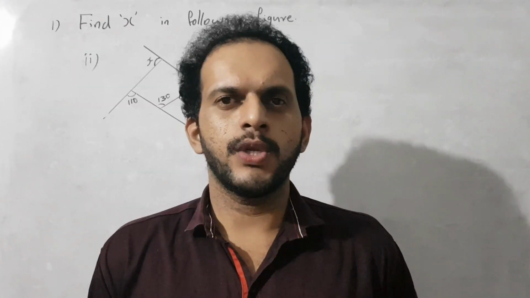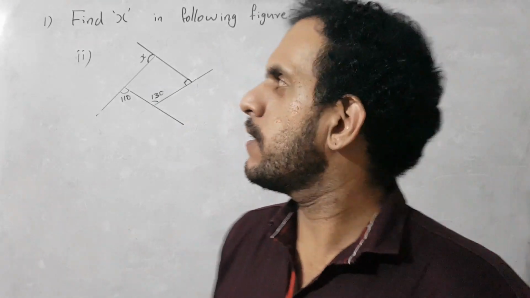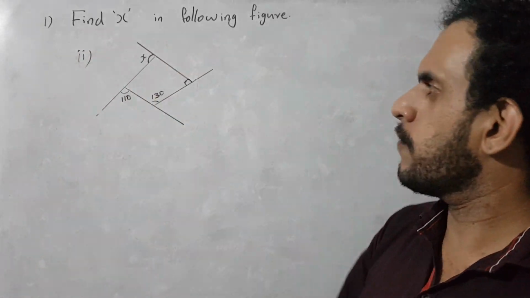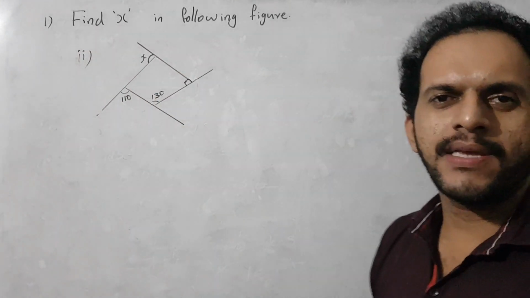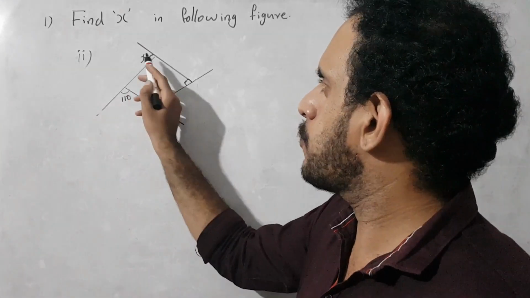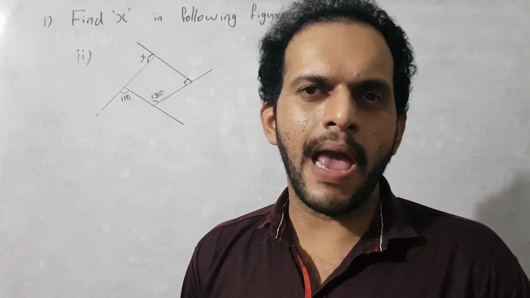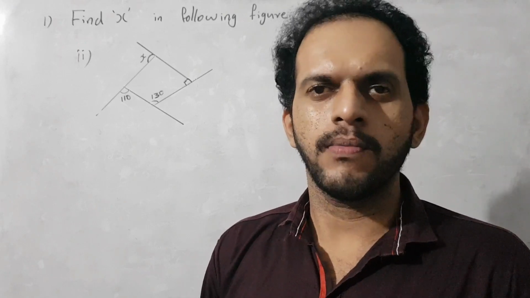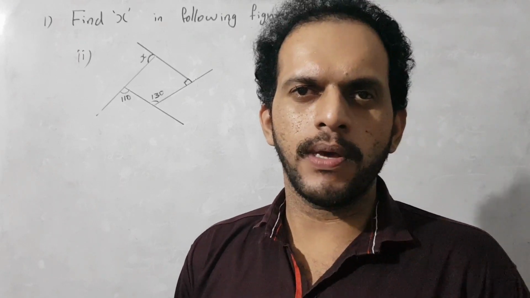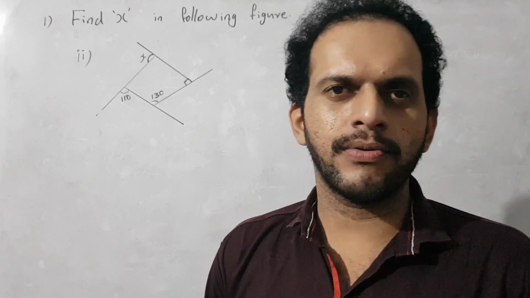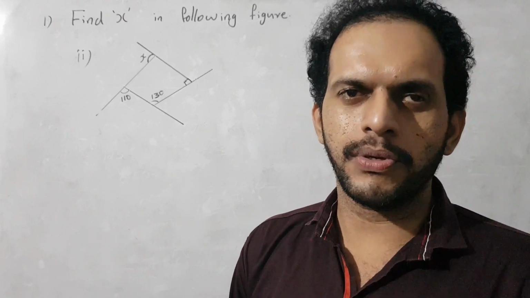Okay. Next we are doing one more question, the same idea. Find x in the following figure. Where is the x marked? The x is marked in the exterior. So here also we need to apply the exterior angle sum of a polygon. What is the exterior angle sum of a polygon? In any polygon, the exterior angle sum is equal to 360.